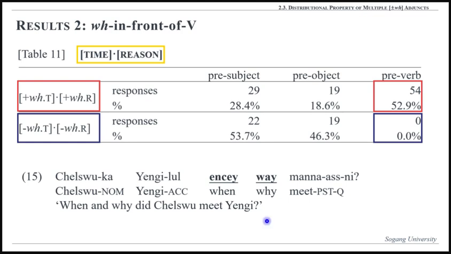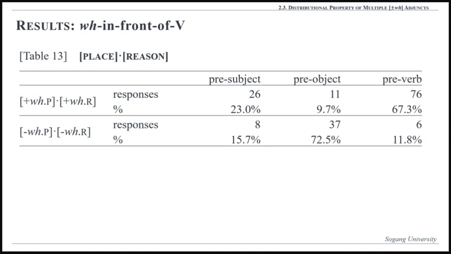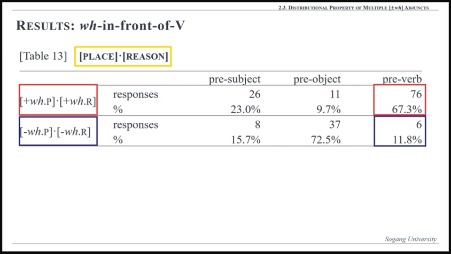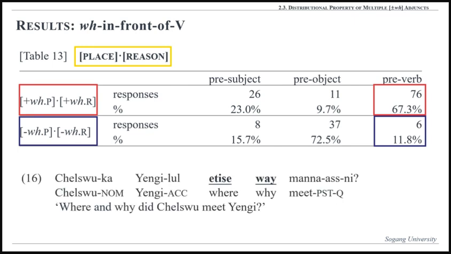Like that. This is the result from the place and reason-related adjuncts, and the adjacent plus WH adjuncts prefer the preverb position the most. And if we compare this with minus WH adjuncts, the result becomes more explicit. 16 shows the most preferred multiple WH question with place and reason adjuncts.